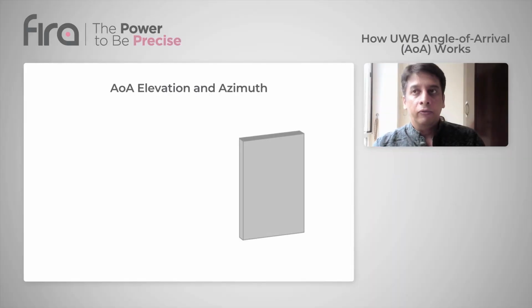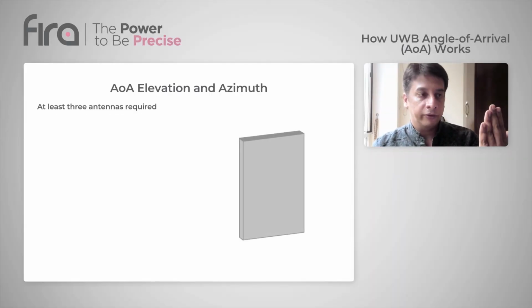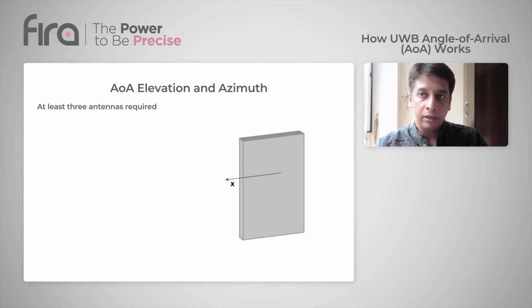When we talk about angle of arrival in a 3D space, it involves both elevation and azimuth. Here on a phone, when you hold the phone to your face with the screen in portrait mode, the x-axis is the horizontal display axis of the phone, the y-axis is the vertical display axis on the phone, and the z-axis is orthogonal to the phone's display.